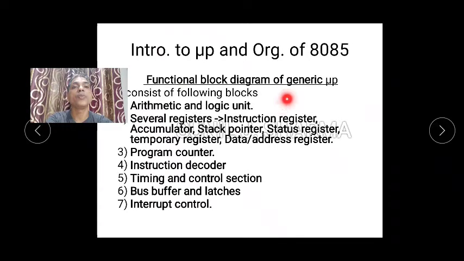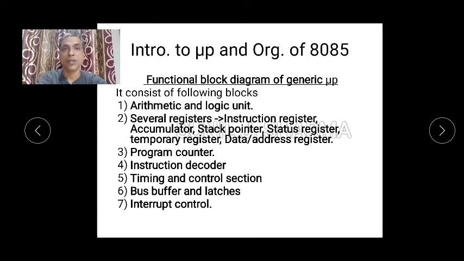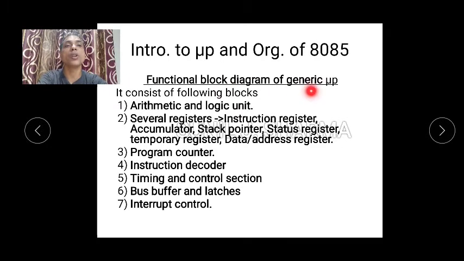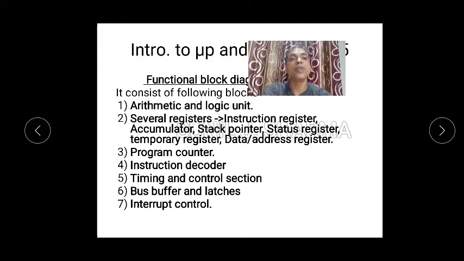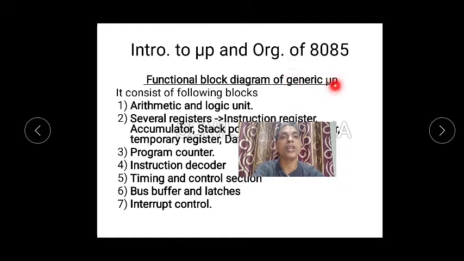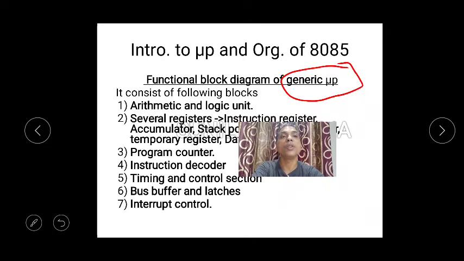Just in the previous topic we have seen the block diagram of a microcomputer. The same way we also have a functional block diagram of a generic microprocessor. It consists of the following blocks: ALU, that is arithmetic logic unit, several registers like instruction register, accumulator, stack pointer, status register, temporary register, data and address register. Then we have program counter, instruction decoder, timing and control section, bus buffer and latches, interrupt controls. So all these things we have to see in this functional block diagram of a generic microprocessor. The word generic is very important, because we will be seeing one more block diagram, but this time we are going with the generic microprocessor.